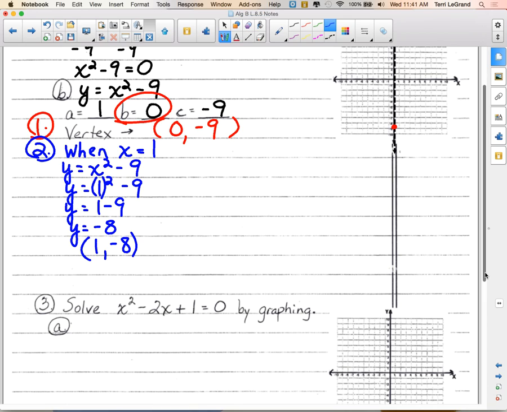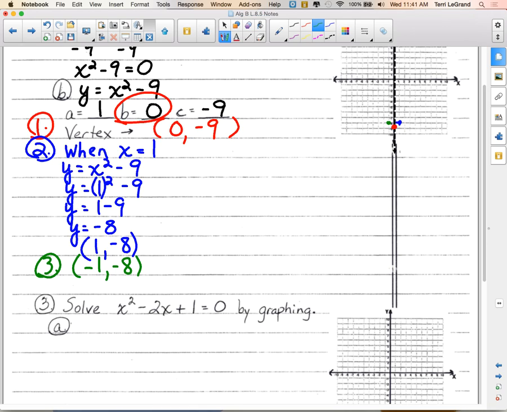Do you agree with me? Or aren't you there yet? And then we're going to reflect that. So our third point is the reflection of that. So it goes across and it reflects over to the other side. So that one is what? -1, -8.